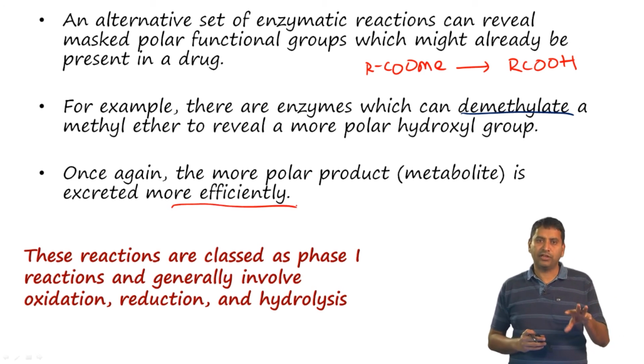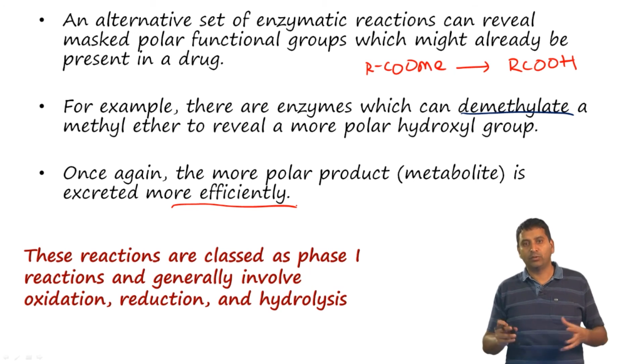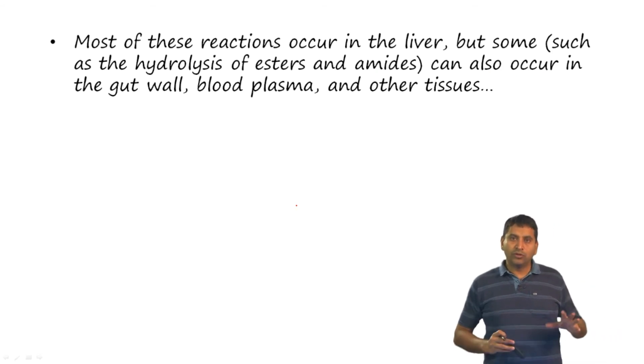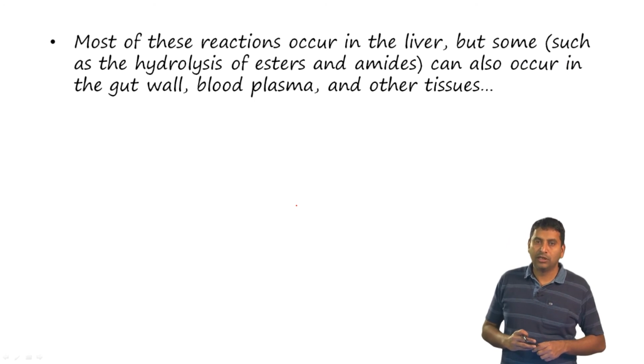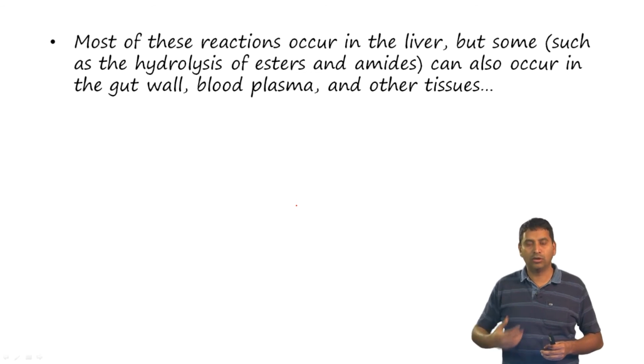These reactions are classed into one phase of reactions, called phase 1 reactions, and they generally involve oxidation, reduction and hydrolysis. Most of these reactions occur in the liver, but some processes such as ester hydrolysis or amide hydrolysis can also occur in the gut wall or in the blood plasma and other tissues.